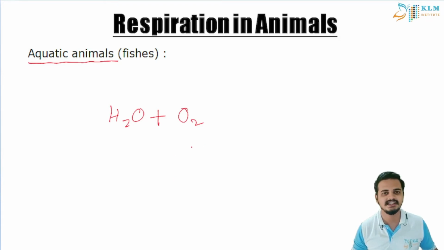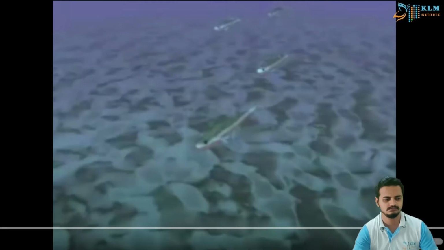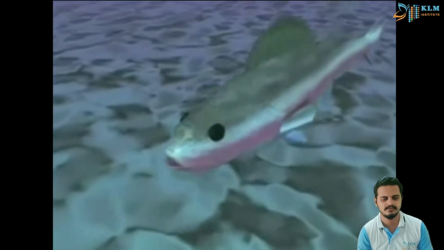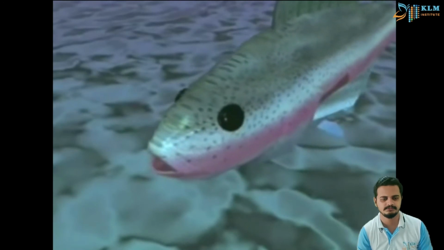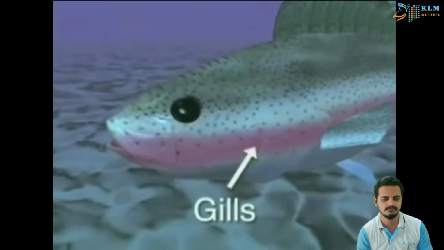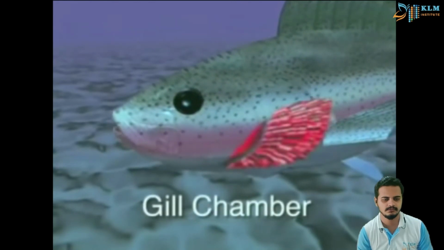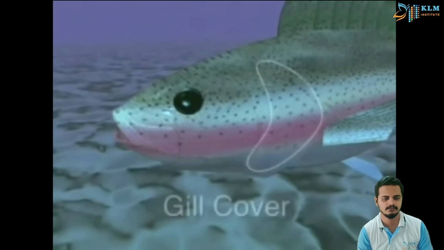So let us see one video. You will understand very clearly about the respiration in aquatic animals, especially in fishes, students. Unlike land animals, almost all fish get their oxygen from water. Instead of using lungs, fish breathe with organs called gills. Most fish have 4 pairs of gills enclosed in a gill chamber on each side of the head. On the outside of the body, a flap of bone called a gill cover protects the gills of bony fish.